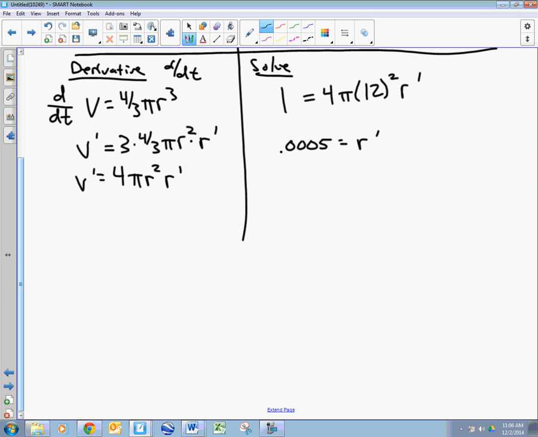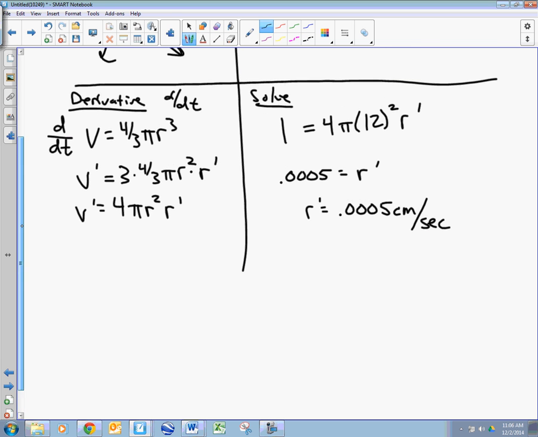We need a label. This is a rate. R prime is equal to 0.0005. What is the radius measured in? Centimeters. And since it's a rate, what is the time? Seconds. So that's what R prime is.